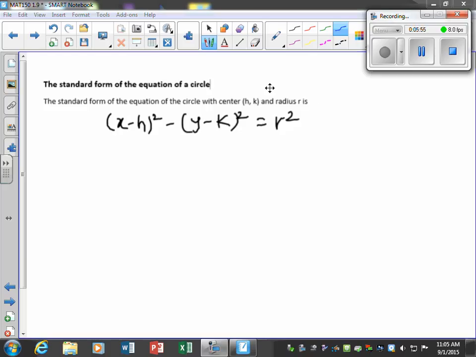So now we move to standard form of the equation of a circle. The standard form right here, the circle has a center h, k and the radius is r. So this is x minus h squared plus y minus k squared equals radius squared. Now I want you to look at this: if this is h and this is k, it's minus h, minus k. So in a minute when I tell you the center, we do opposite, opposite, that's why. So let's just get an example first.